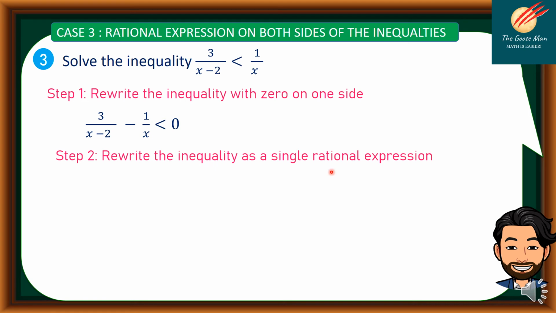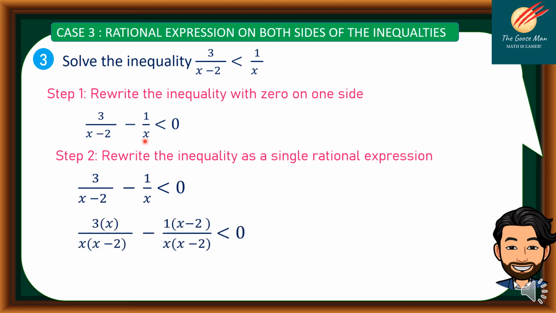The next thing that we will do is rewrite the inequality as a single rational expression. Note that the LCD is x minus 2 times x. So we rename both sides of the inequality. Again, the LCD is x times x minus 2.